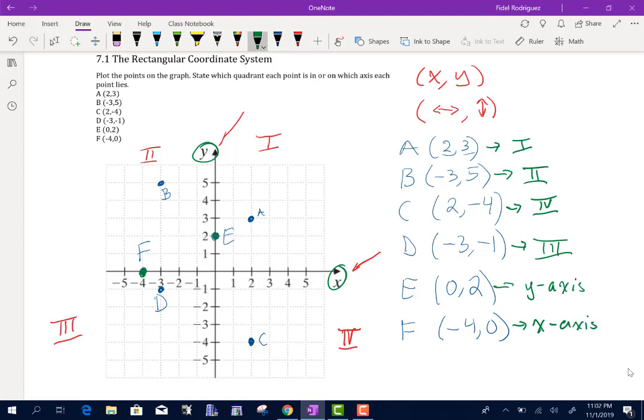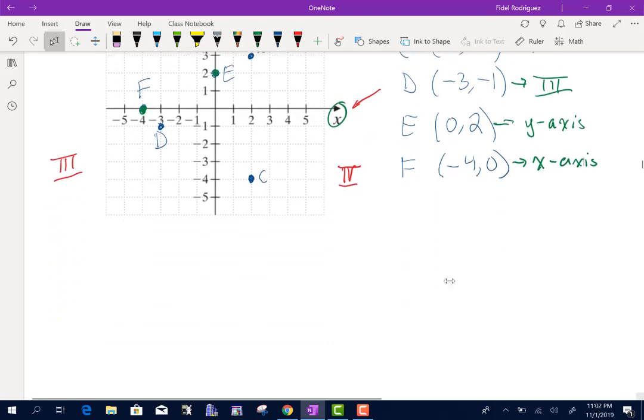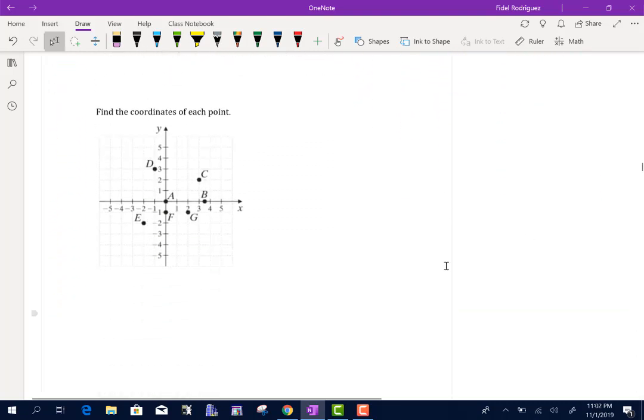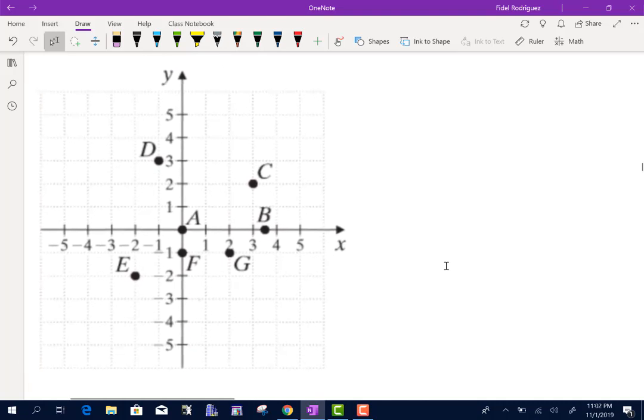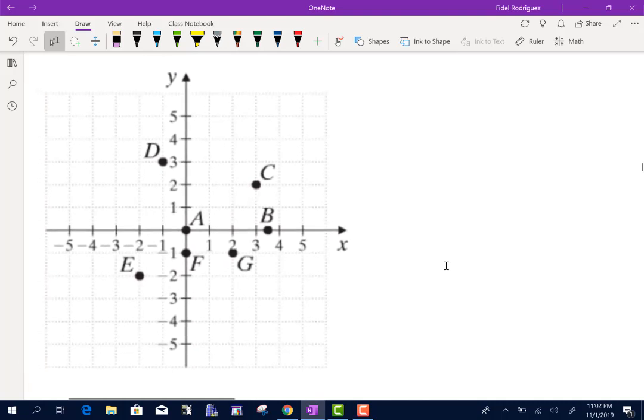All right. So let me go ahead and scroll a little bit down here. Let's see what's the next problem. I'm going to zoom in so we can see it a little bit better. Okay. All we're doing here, guys, we're going backwards. We have the points on the graph. What we want to do is find the coordinates. So let's do this. Look at my point A. My point A is right here in the middle.